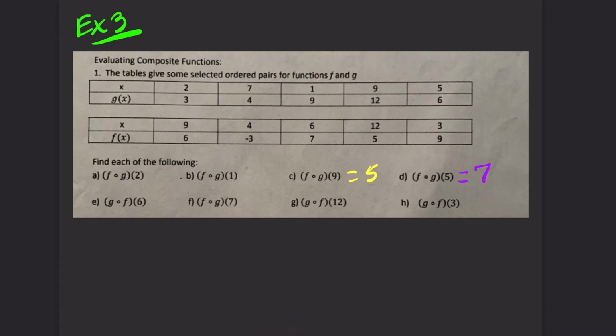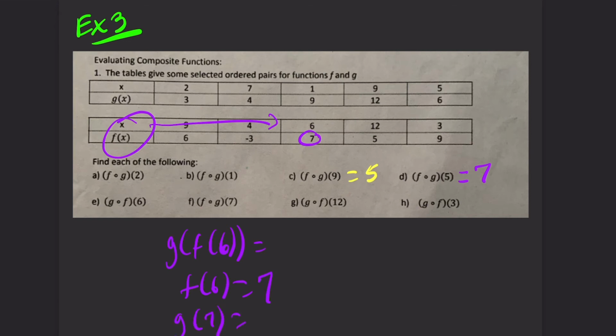Okay, letter E, g of f of 6. So if you start with the inside, which is f of 6, looking at this table, whenever x is 6, the y value is 7. So then you do g of 7. For g of x, when x is 7, the y value is 4, making the answer to letter E 4.